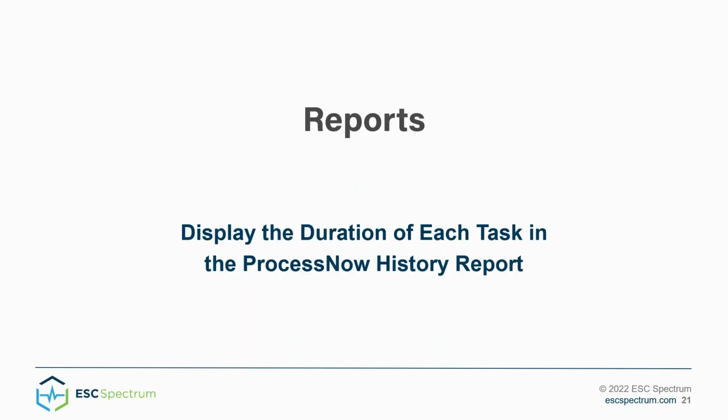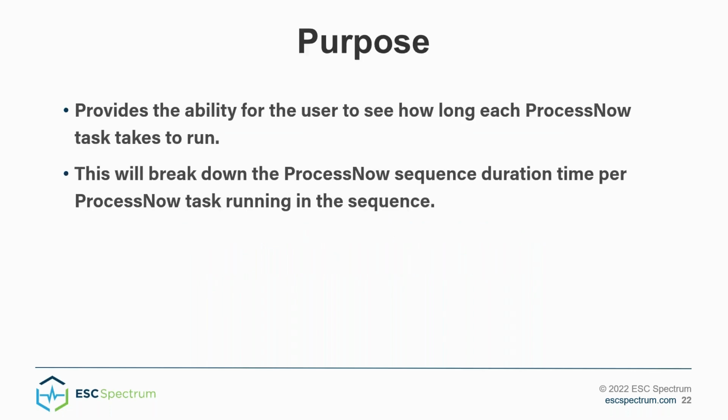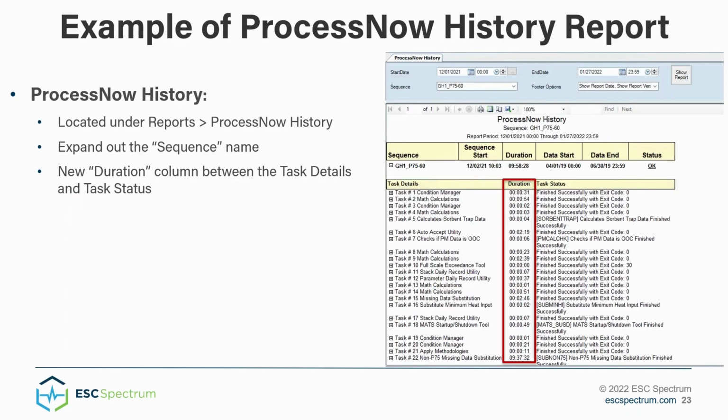Reports. Display the duration of each task in the Process Now history report. This provides the ability to see how long each Process Now task takes to run. And here's an example of the Process Now history report with the new duration column, which shows how long it took each task to run.